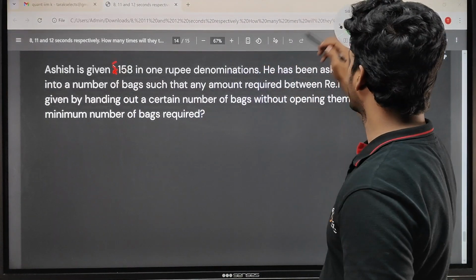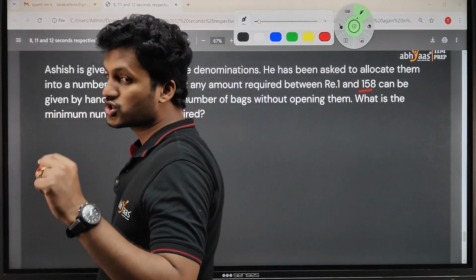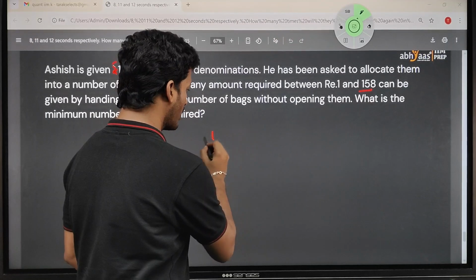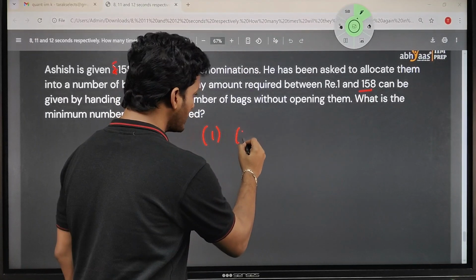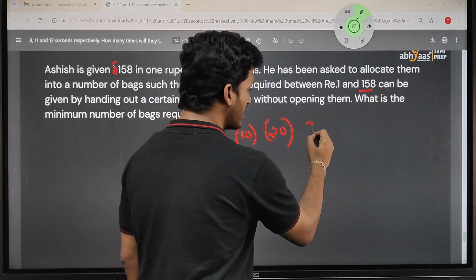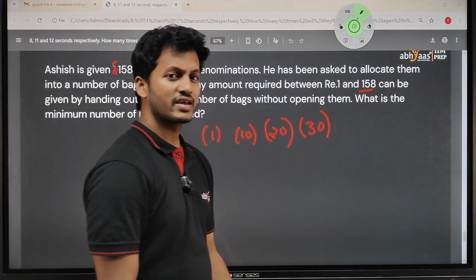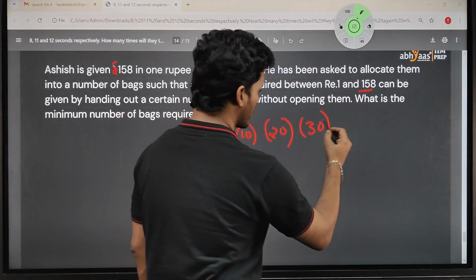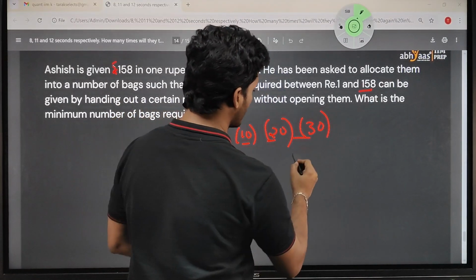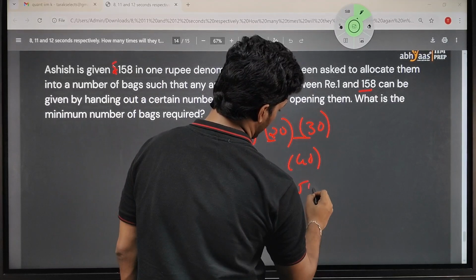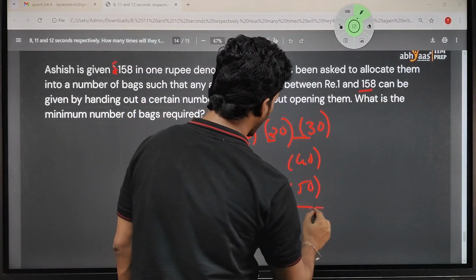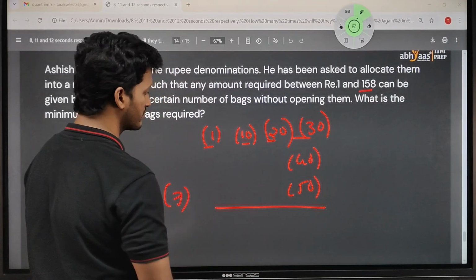Let's see this problem first. How to arrange these coins in the number of bags? If I take 1 rupee in one bag, 10 rupees in another bag, 20 coins in another bag, 30 coins in another bag like that, let us distribute here: 60, 61, so like that, 40, 50, so 90 here, 150 here, done. And still I have 7 coins to be distributed.